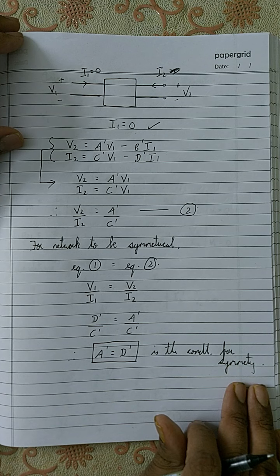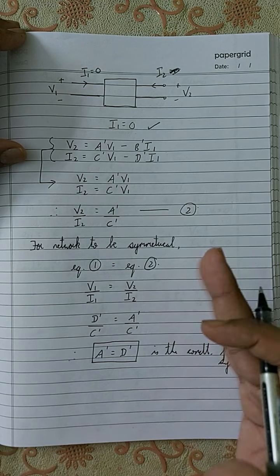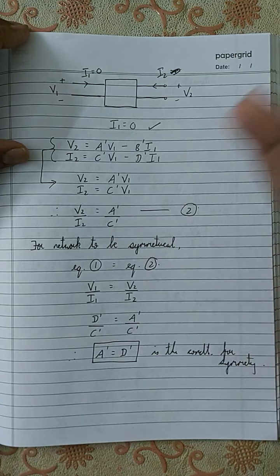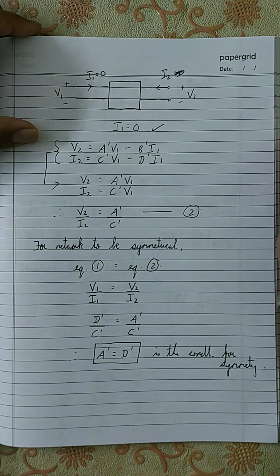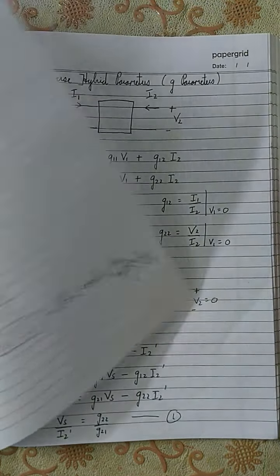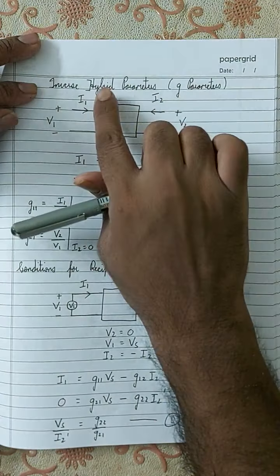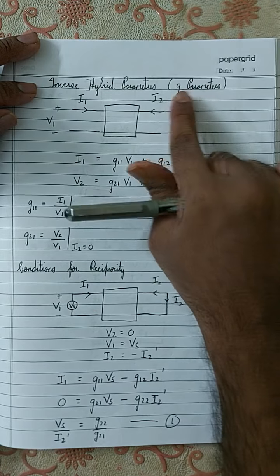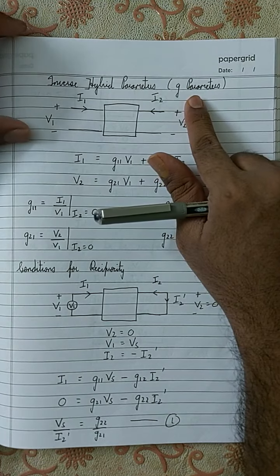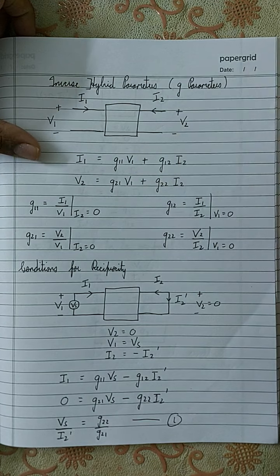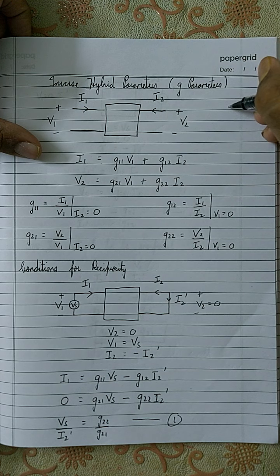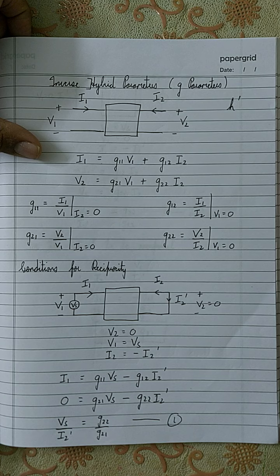Like I said, this is not in your syllabus, but I'm still explaining it because we can consider this also as part of the parameter equations. Now next we have one more parameter, called the inverse hybrid parameters. We call them the G parameters, small letter g, or also the H dash parameters. In some textbooks it's G and in some it's H dash. Both of them are the same.